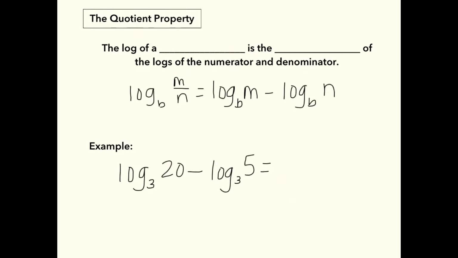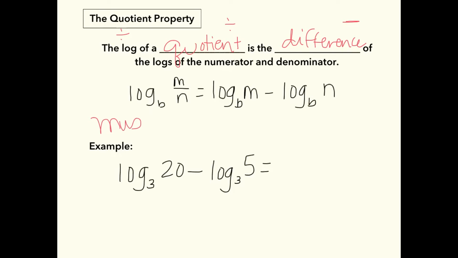All right, the next property we have is the quotient property. A quotient is talking about division. So the log of a quotient, which again, that's division, is the difference of the logs of the numerator and denominator. Now, difference refers to subtraction. So when you're dividing m divided by n, that's the same as if you split it up, log m minus log n. And again, they have to have the exact same base.